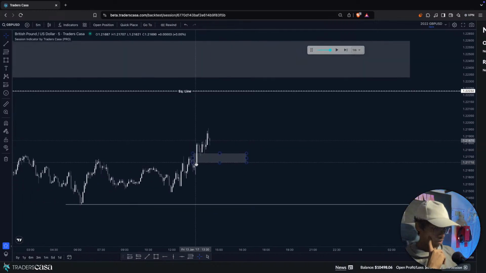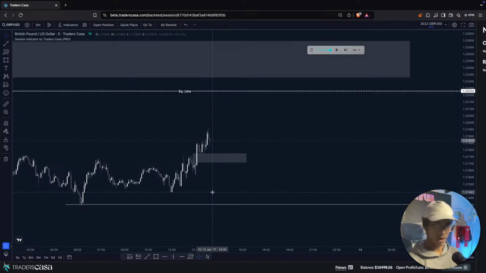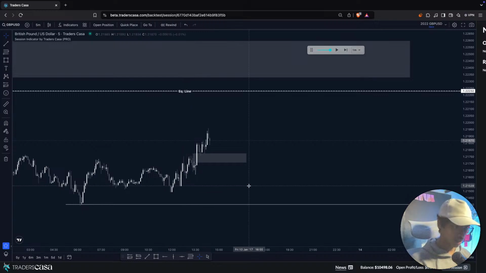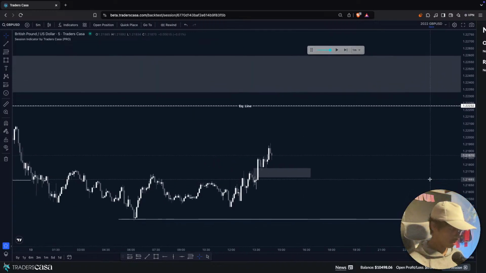Because see, this is the market structure shift. This is 13:35. It means between 12:30 to 14:30 Indian Standard Time, that is the London kill zone. I'm talking in reference to the Indian time. So I have lost my entry at this point.